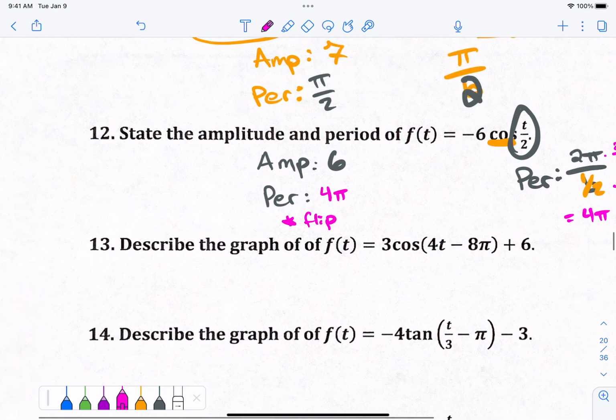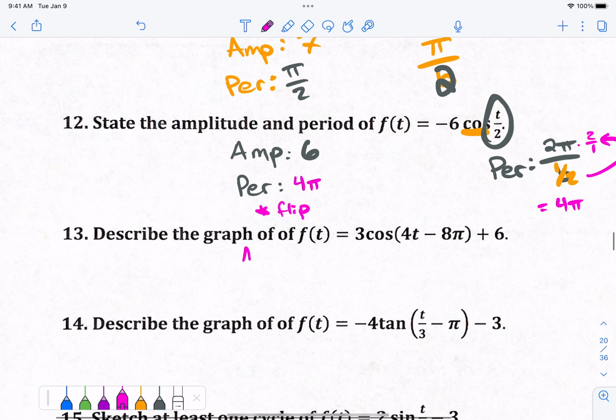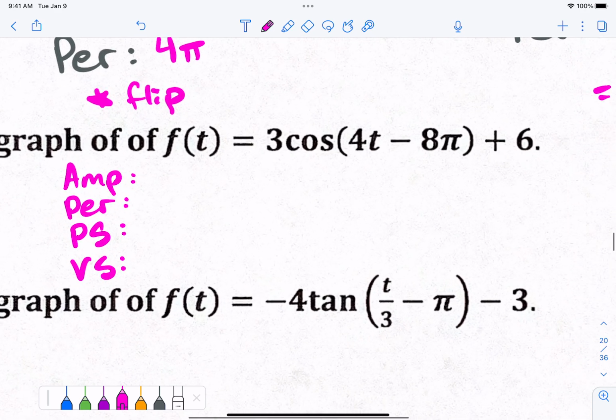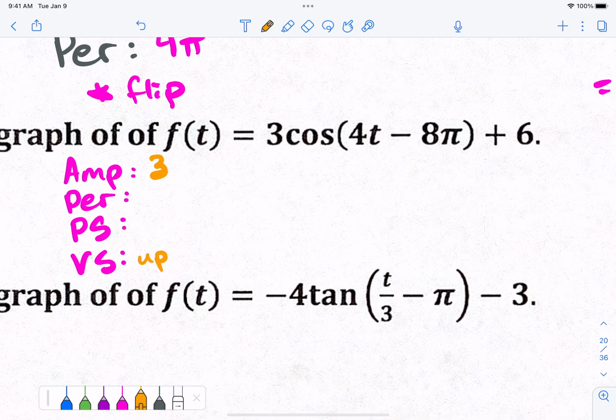Okay, describe the graph. What does that even mean? Let's just do the 4. The first one is amplitude. The second one is period. The third one is phase shift, horizontal shift, and the fourth is vertical shift. So amplitude, period, phase shift, vertical shift. I do the first one and the last one. What's the amplitude? 3. What's the vertical shift? Up 6. So those are done. The 3 is done, the 6 is done. Cross them off if you want to.